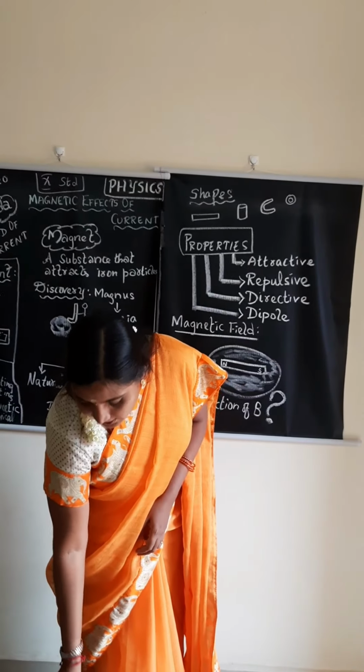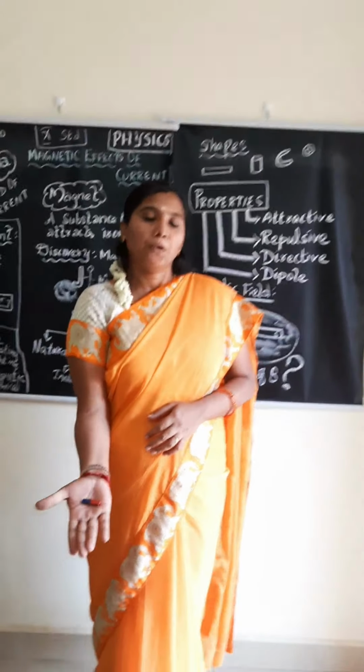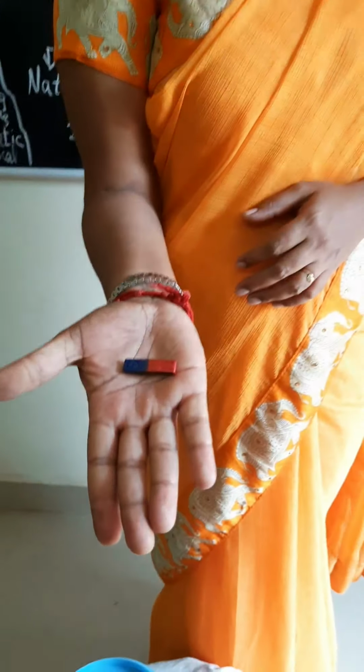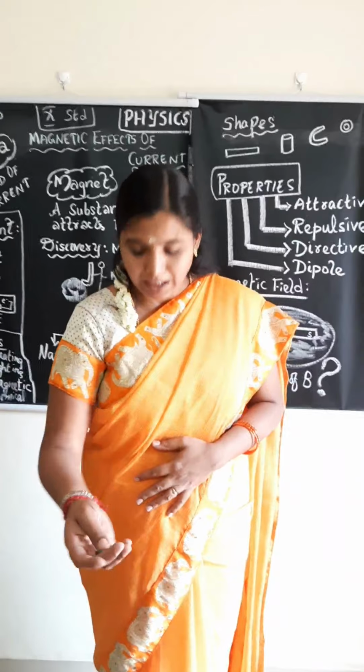So, how can I see the direction? I have a bar magnet. Is the bar magnet showing a direction? No. It doesn't show the direction. You can see only the north and south pole. So when will it show a direction?